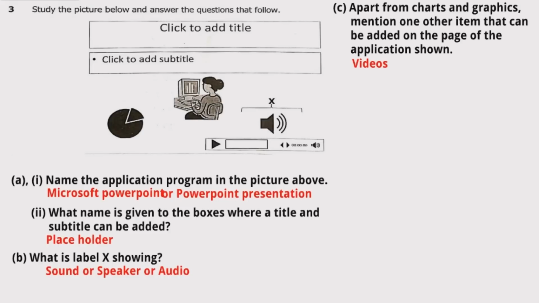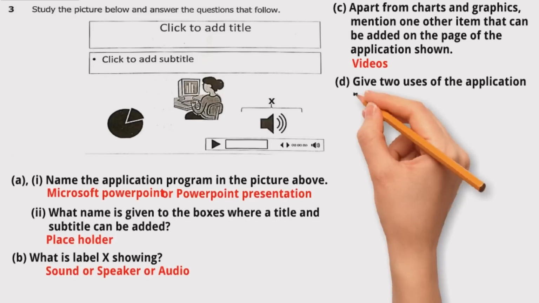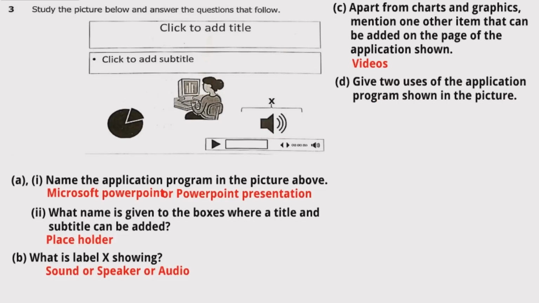Okay, we come to question 3D. Give two uses of the application program shown in the picture. Two uses of PowerPoint. So the first use of PowerPoint is presentation in workshops and meetings. We use PowerPoint to present our ideas in the meeting. Or you can also show data, like you want to show how many people sat for exams and how many passed. Then you can use PowerPoint to show that to your audience.